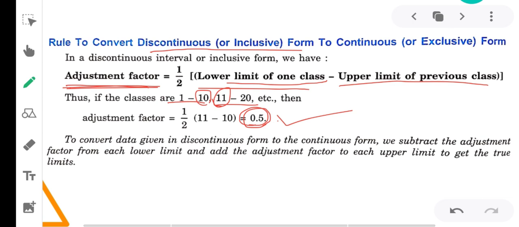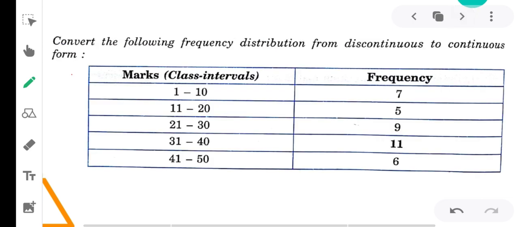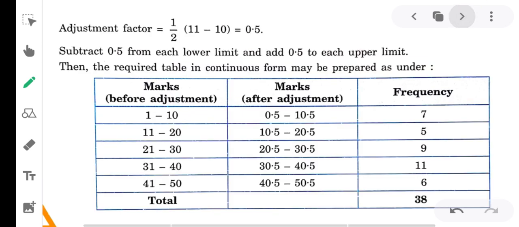Clear? Subtract the adjustment factor from the lower limit of a class and add the adjustment factor to the upper limit of a class. For example, this is the discontinuous form, or inclusive form. So that is given, and we have to convert this frequency distribution from discontinuous to continuous form. Clear? That means inclusive to exclusive form. So class intervals, marks is given and frequency is given. So the first thing you have to do is find out the adjustment factor.